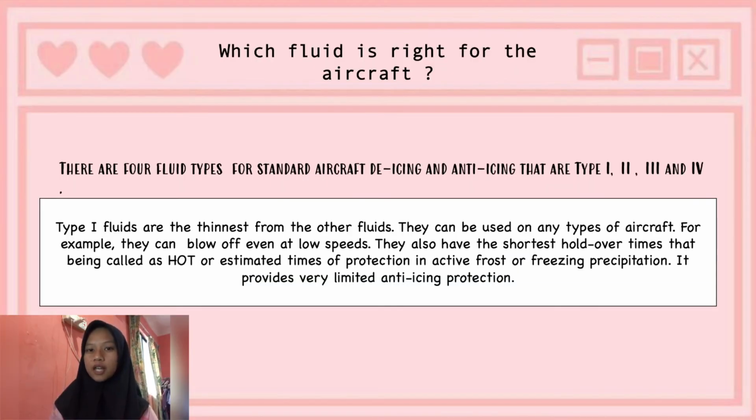There are 4 fluid types for standard aircraft de-icing and anti-icing. That are Type 1, 2, 3, and 4. Type 1 fluids are the thinnest of the fluids. They can be used on any type of aircraft. For example, they can blow off even at low speeds. They also have the shortest holdover times, called HOT, or estimated times of protection in active frost or freezing precipitation. It also provides very limited anti-icing protection.